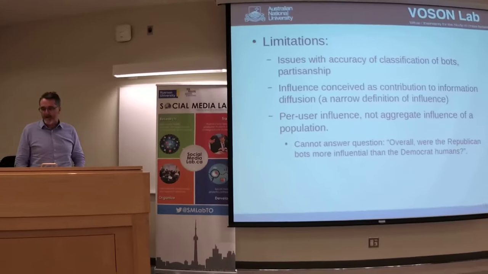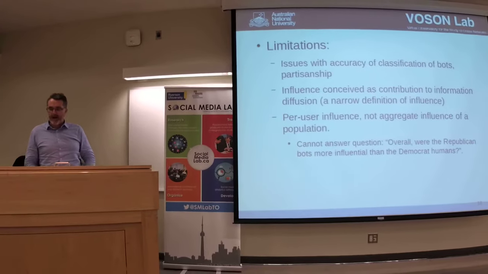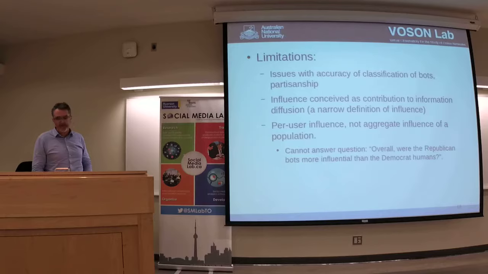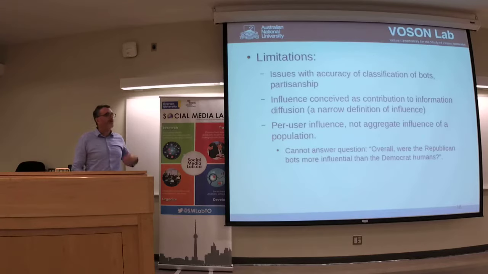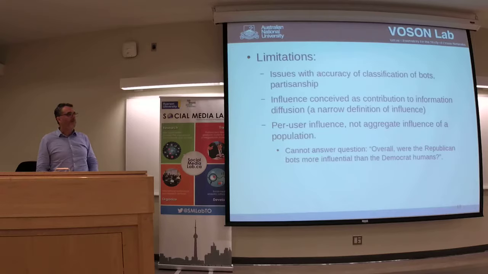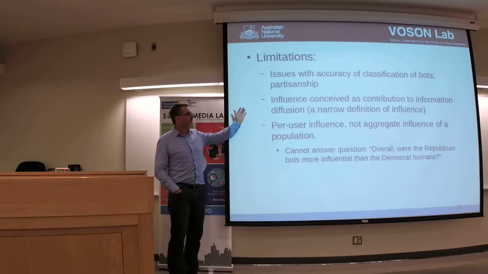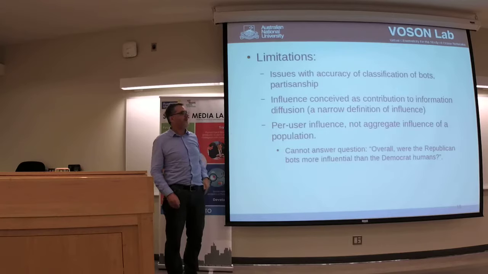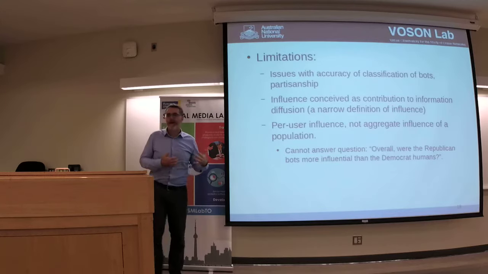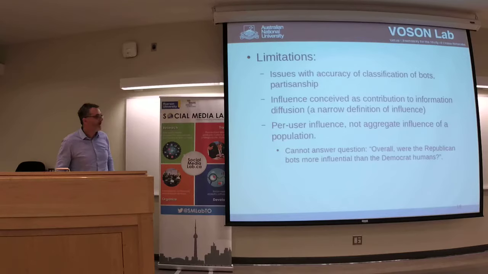As always, there are issues associated with the accuracy of the classification of bots. A lot of the accounts that we think are bots are actually not bots. Also, there are errors associated with classifying them on the basis of political partisanship. The other limitation is that influence is conceived as contribution to information diffusion, and that's quite a narrow definition of influence, really.